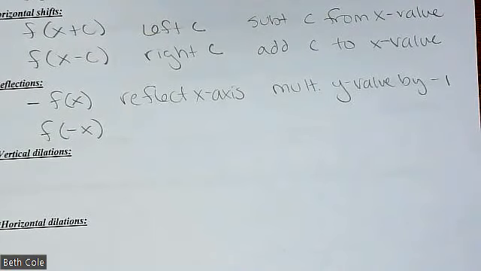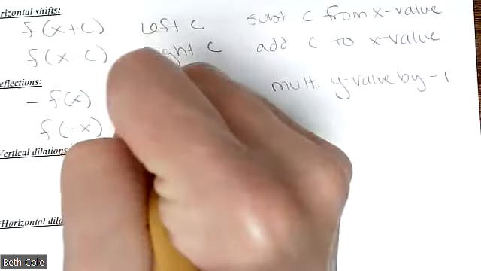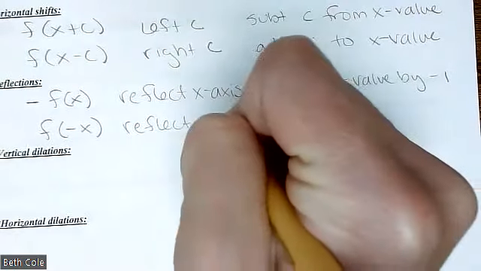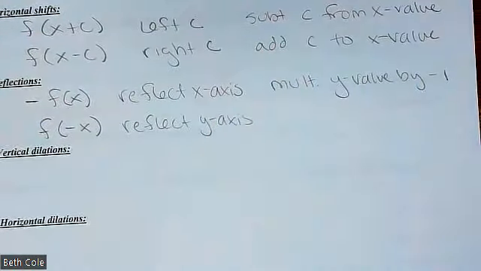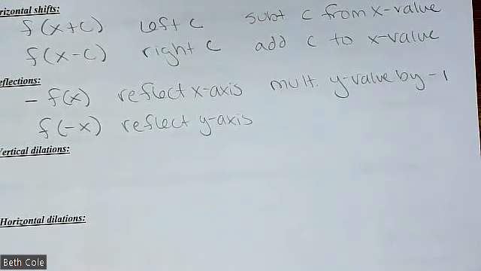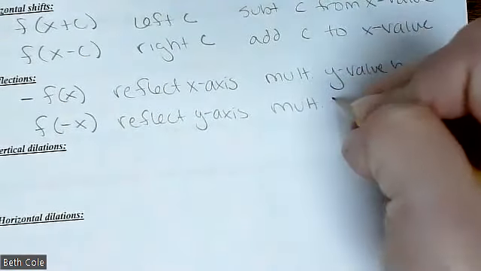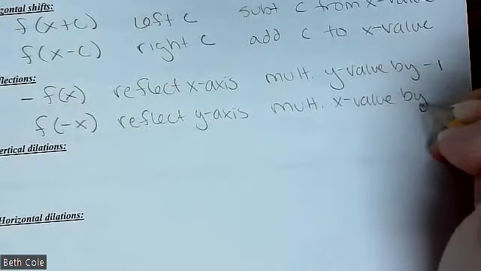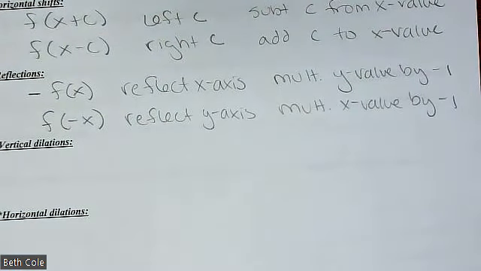And then the one inside is the exact opposite of that. So it's going to reflect over the y-axis. It would be the opposite of this picture that I drew right here. If you reflect horizontally, you go over the y-axis. And you would multiply your x value by -1. I think reflections are one of the harder ones. Like the shift is not too bad, but the reflections can be tough.